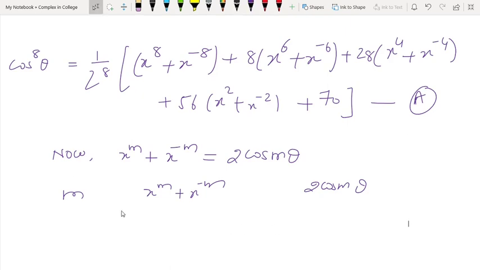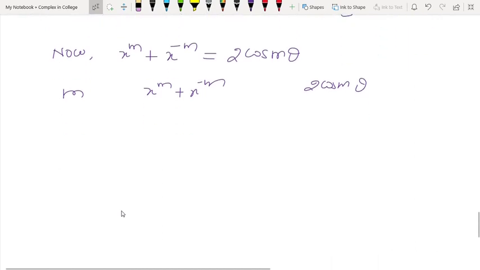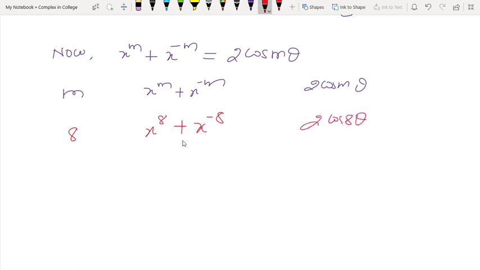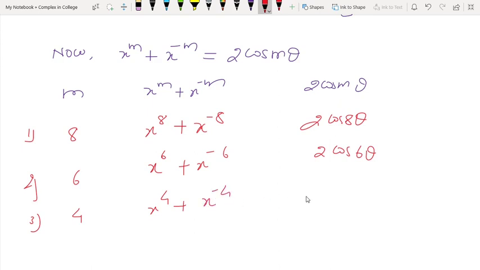We have 8, 6, 4 and 2. Even if we can go for 0, 8, 6, 4 and 2. So when m is 8, there we have x raised to 8 plus x raised to minus 8. यहाँ पे आपके पास क्या आ जाएगा, 2 cos 8 theta, isn't it? This is the first one. Second we have 6. So 6 is there na, so x raised to 6, x raised to minus 6. So now here we have 2 cos 6 theta. For the third one we have 4. So x raised to 4 plus x raised to minus 4. So there we have 2 cos 4 theta.